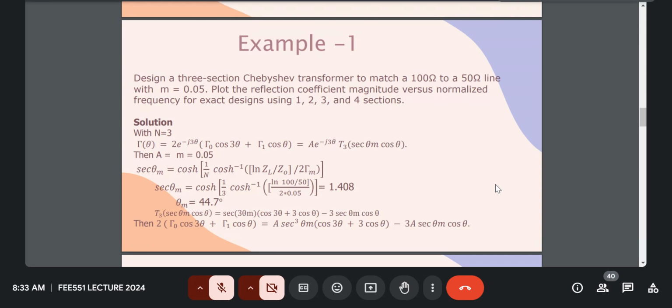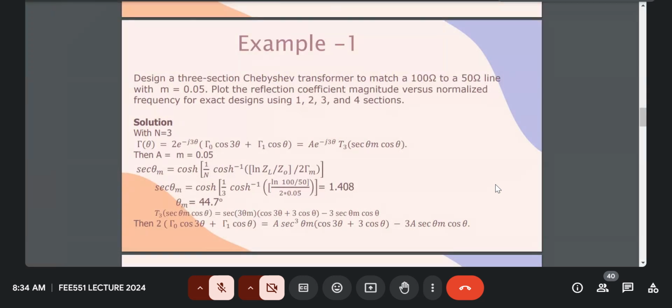Then we state the reflection coefficient so that we can begin, which in this case will be equated to the third polynomial because we are designing a 3-section transformer. Then our A, which is the amplitude for the equation, will be equated to Γm, which is 0.05. Then to get the secant of theta m, we equate it to the hyperbolic cosine, and we use the formula below. Then we make substitutions to get the angle theta m, and we have 44.7 degrees.